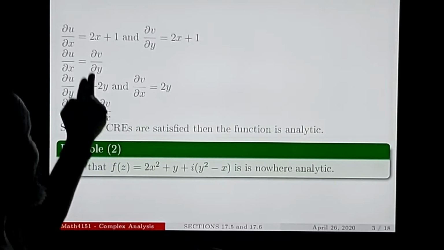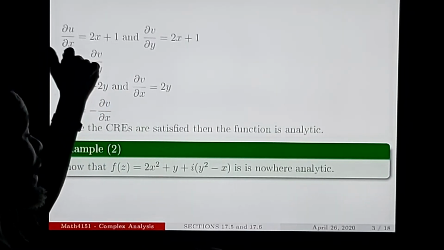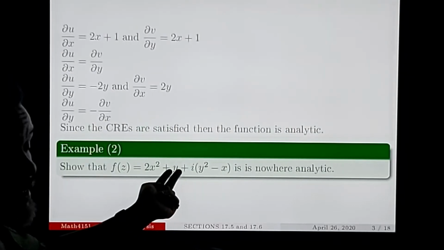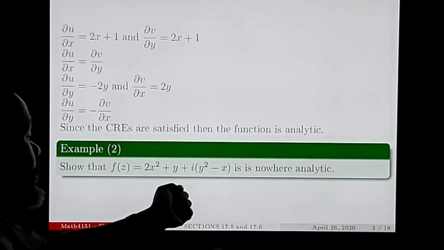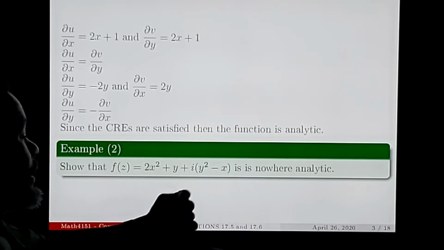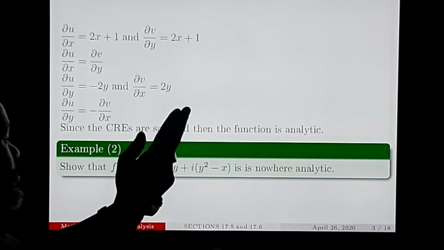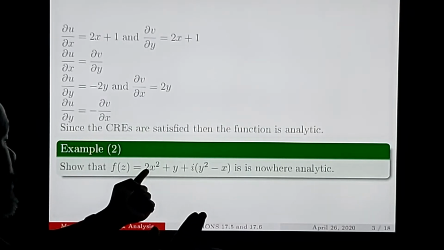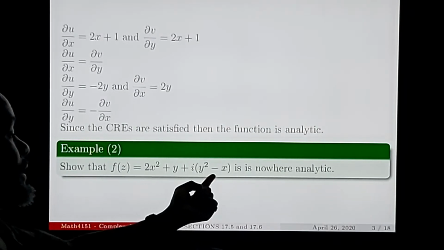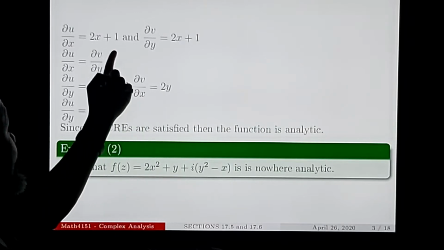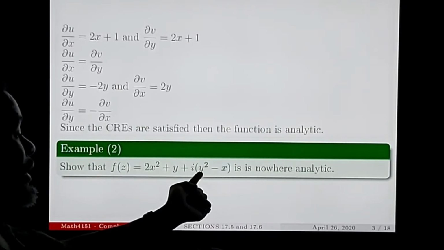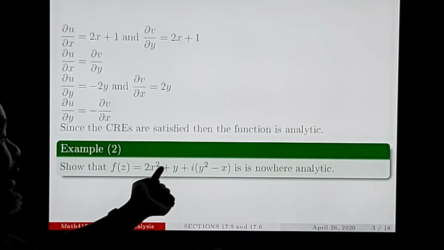So we need again to find del u del x, del v del y, del u del y, del v del x. Here, this is our u, and this is our v. If you take del u del x, it will just be 4x, and that's it. Then del v del y, you differentiate with respect to y, you get 2y. This is 4x, this is 2y.